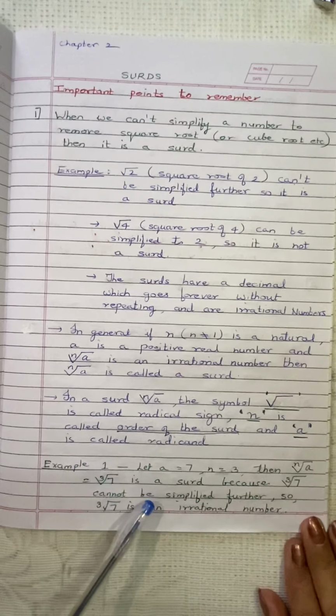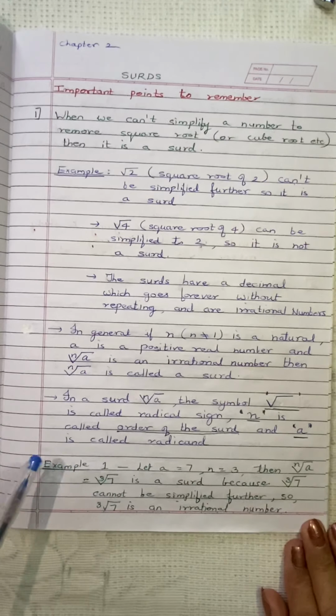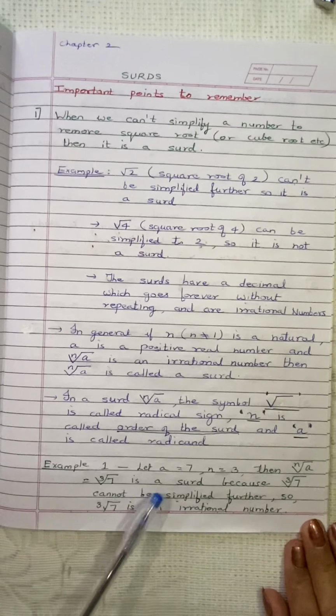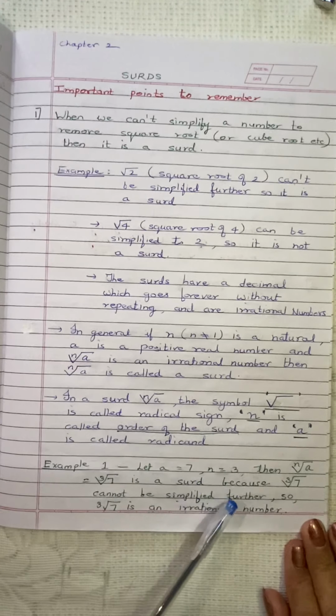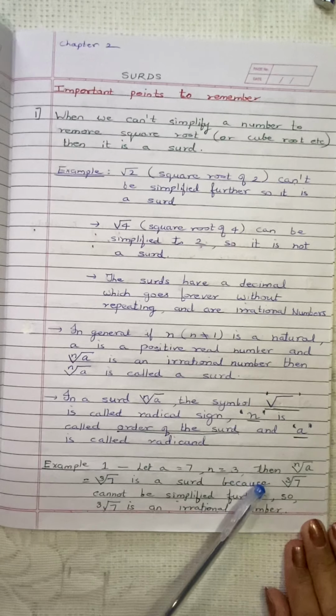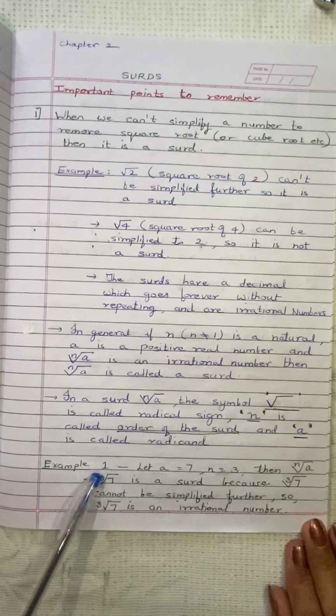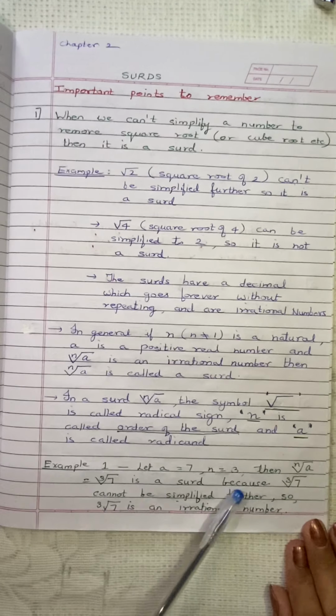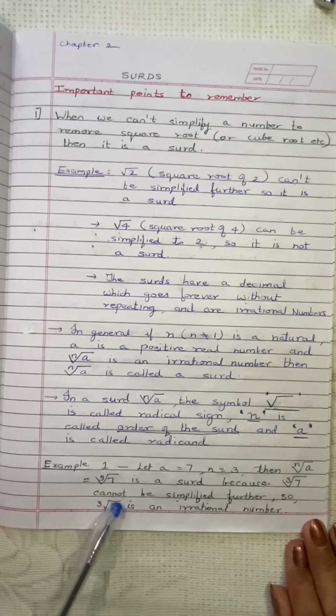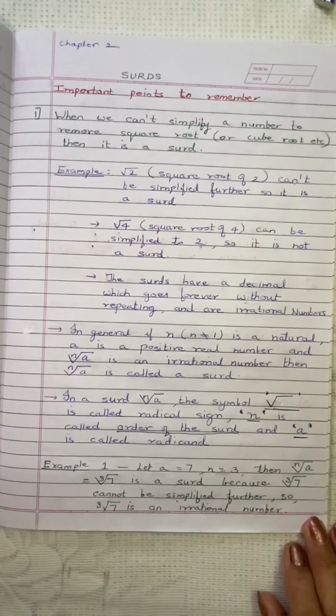Example, let a is equal to 7, n is equal to 3, then n root a is equal to 3 root 7. It is a surd because 3 root 7 cannot be simplified further, so 3 root 7 is an irrational number.